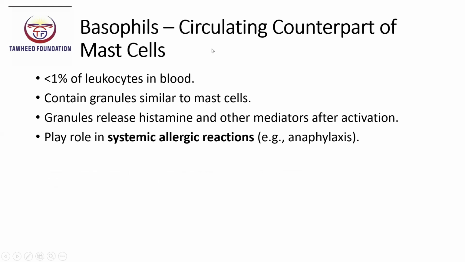Next is basophils. Basophils are the circulating counterpart of mast cells and make up less than 1% of leukocytes in blood. Like mast cells, they contain granules with mediators such as histamine. Upon activation, they release these substances, contributing to systemic allergic reactions, including anaphylaxis. While mast cells act locally, basophils are more involved in reactions that spread through the bloodstream.